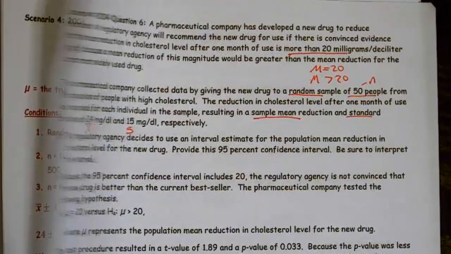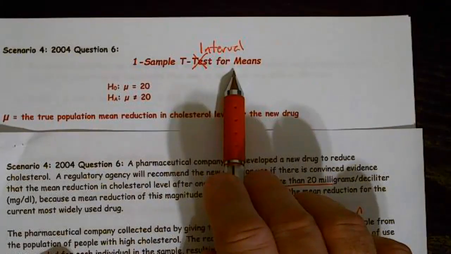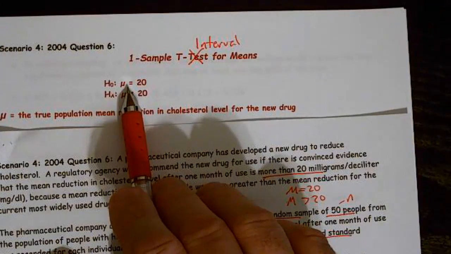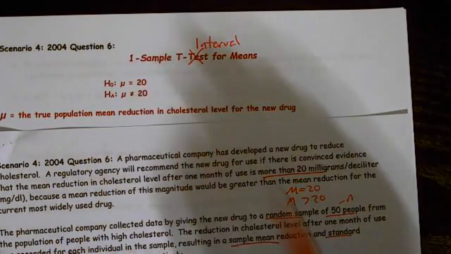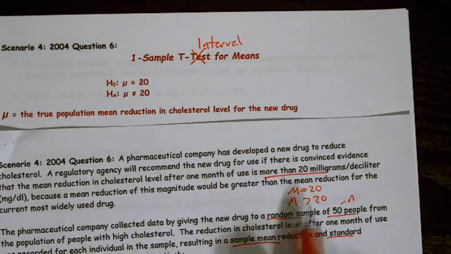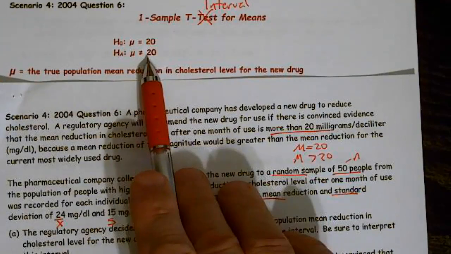Working with a 95% confidence interval, we're doing a one sample t interval for means. Always need to name the test. If we were writing the hypothesis, I just think it's usually mu equals 20. Now, I have something that's different. I wrote greater than here, but I wrote not equal to here.